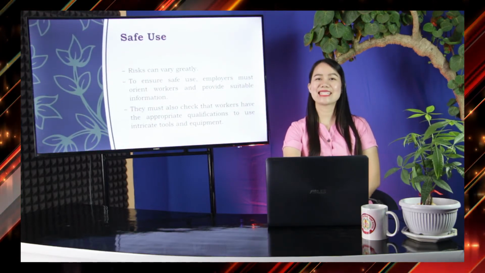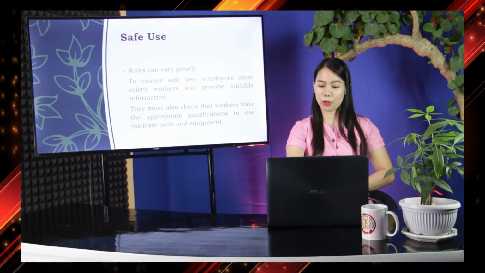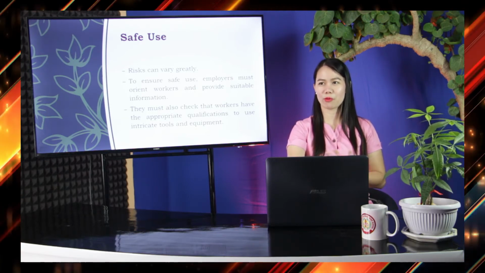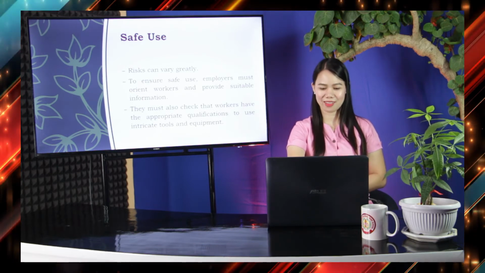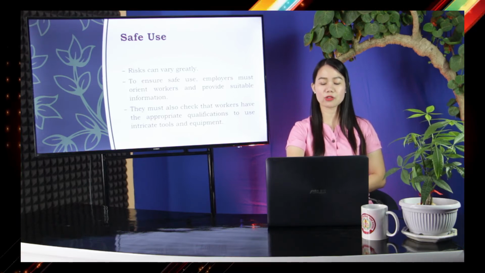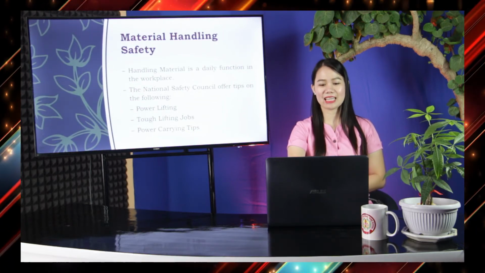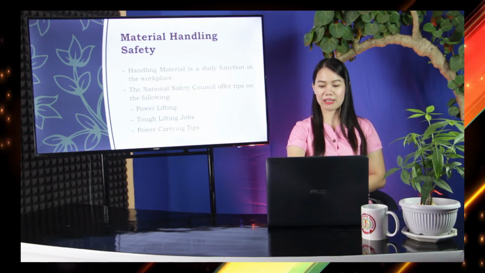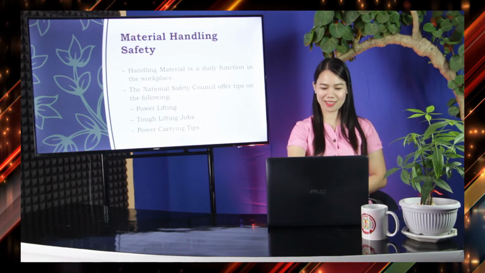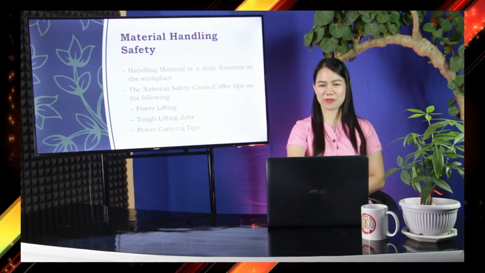First is we have the safe use. Risks can vary greatly. To ensure safe use, employers must orient workers and provide suitable information. That is why if you're going to have our work, we need to have our orientation. They must also check the workers have the appropriate qualifications to use intricate tools and equipment. Next is we have the material handling safety. Handling material is a daily function in the workplace. The National Safety Council offers tips on the following: powerlifting, tough lifting jobs, and power carrying tips.